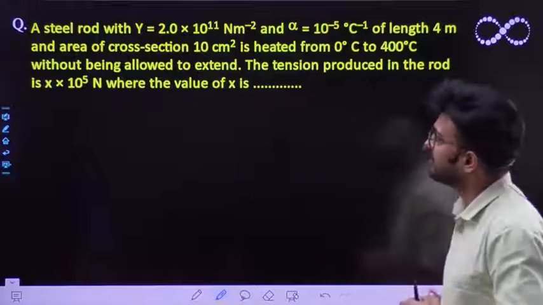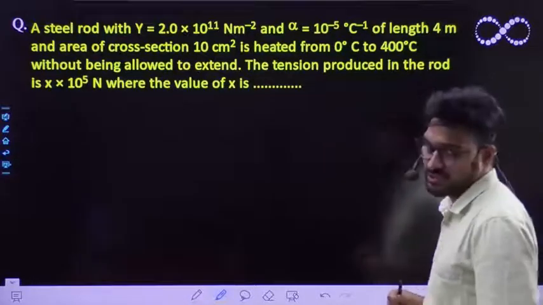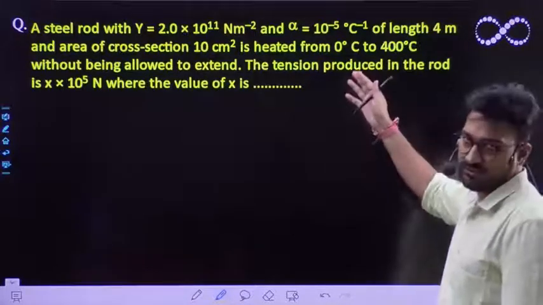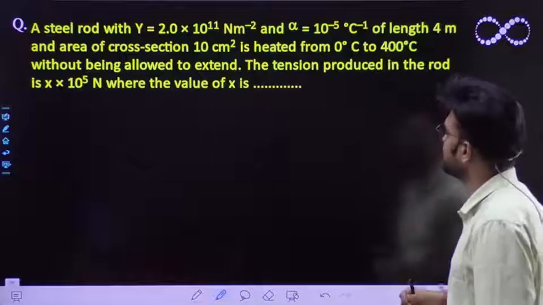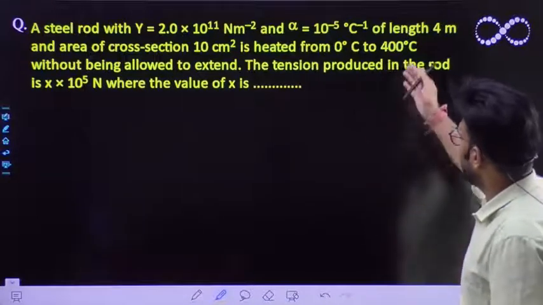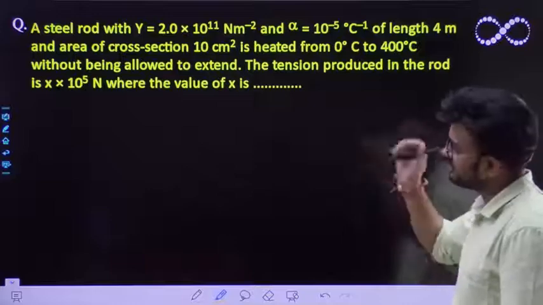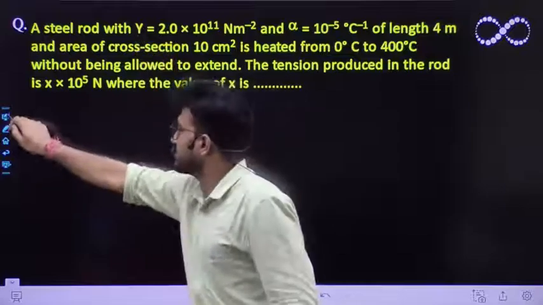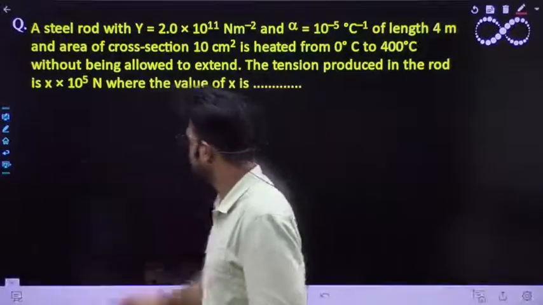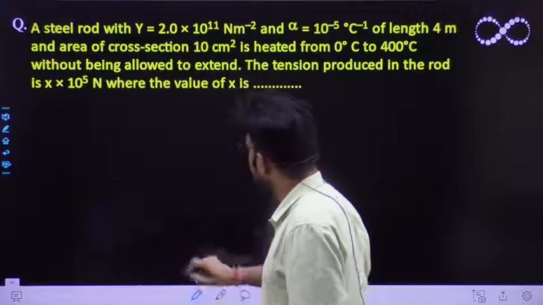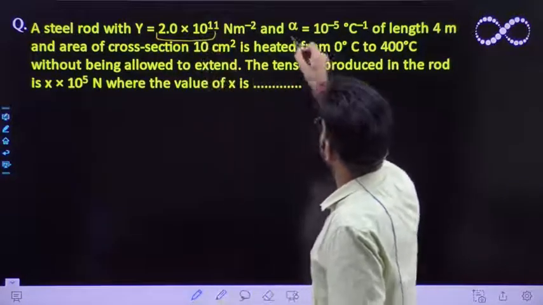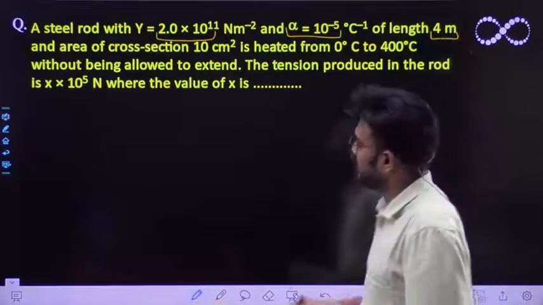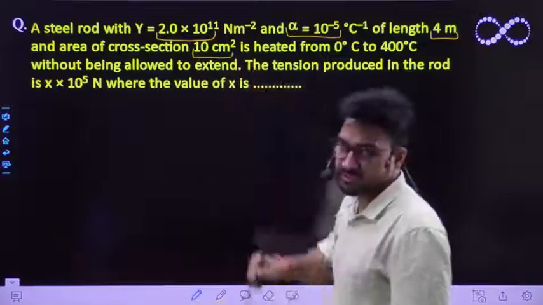Question says a steel rod with Young's modulus, which is given to you, which is 2 into 10 raised to 11 Newton per meter square, and alpha is a coefficient of linear expansion, which is given to you, which is equivalent to 10 raised to minus 5, of length 4 meter. So the Young's modulus has been given to you, this is the alpha, coefficient of linear expansion, and length is also given to you. And the area of cross section is also given to you, which is 10 centimeter whole square.